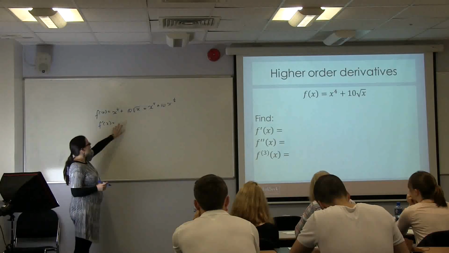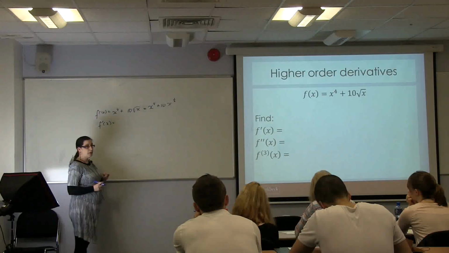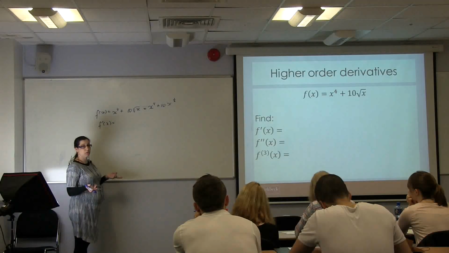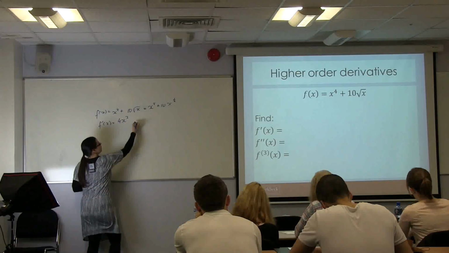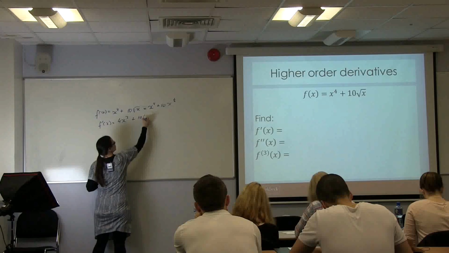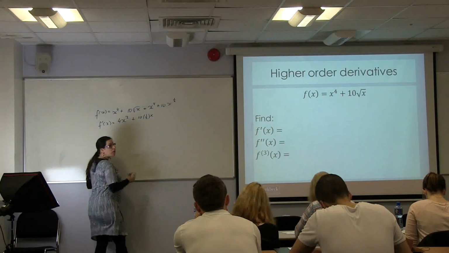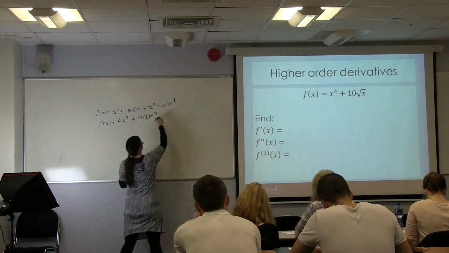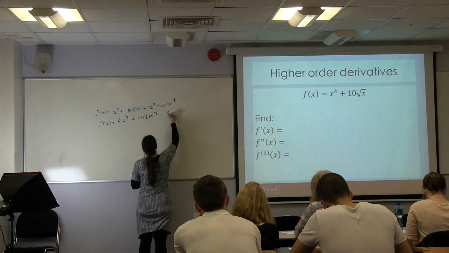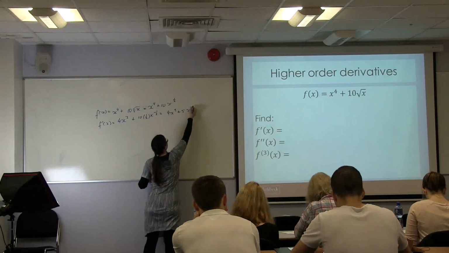Okay? So how do you differentiate this one now? It becomes a lot simpler straight away, because it's just 2 power rules. Okay, so this will be 4x cubed plus 10 times a half x to the minus half. And if I cancel down the fraction, this will be 4x cubed plus 5x to the minus half.